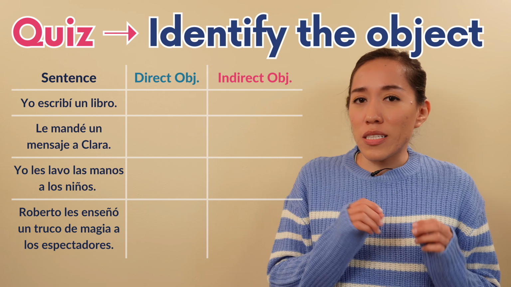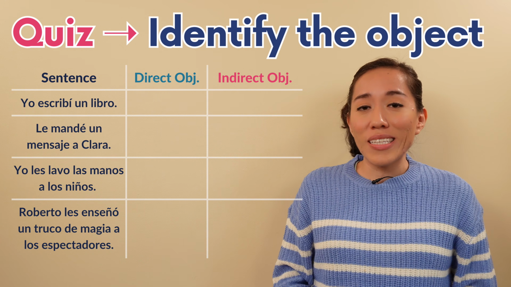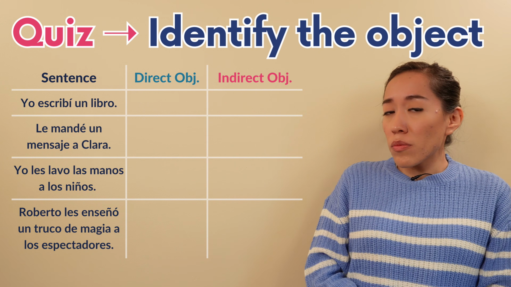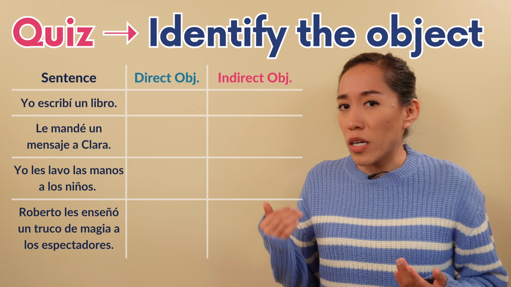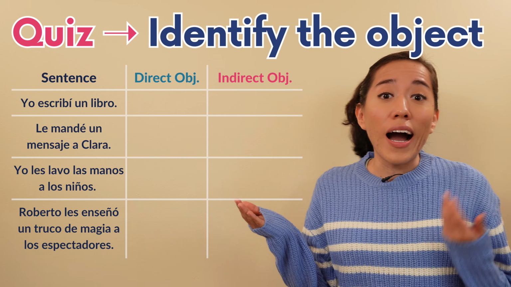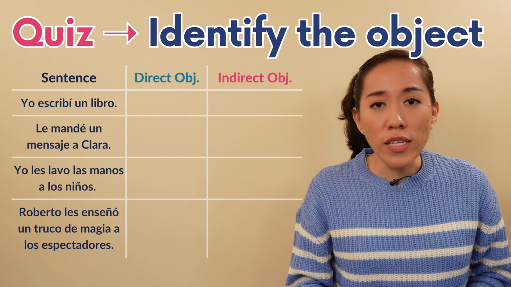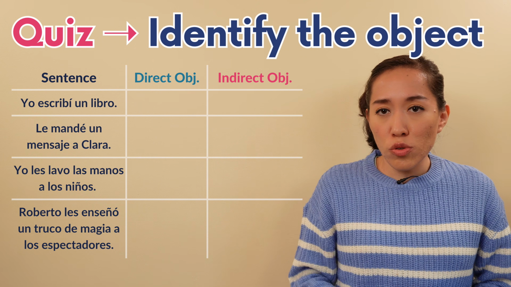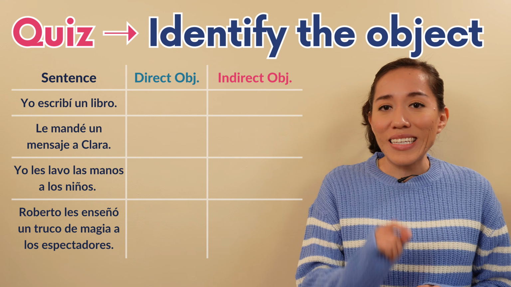So let's do a little exercise over here where you're going to help me identify direct and indirect objects. Why do we need to do this? Because if you're able to identify if something is a direct or an indirect object, you're going to know for sure, okay, I need to use lo or I need to use le. Remember, you are going to use what to find the direct object, and you're going to use to whom or for whom to find the indirect object in a sentence.